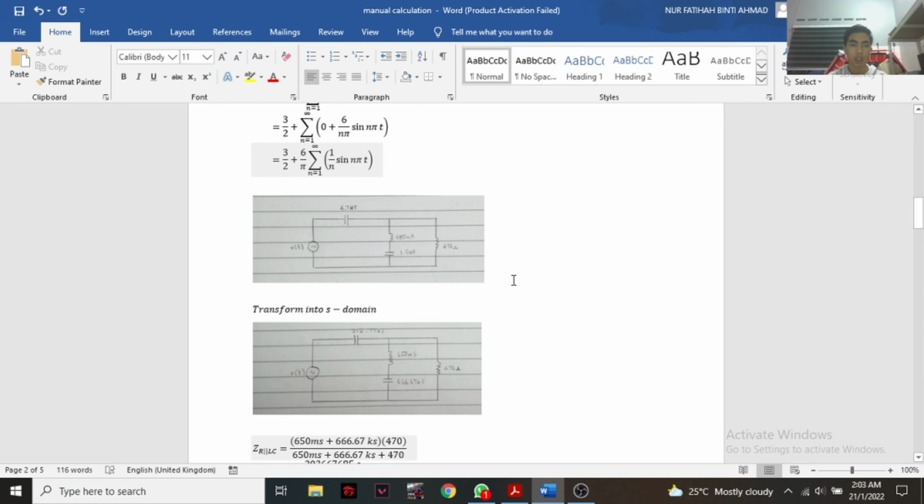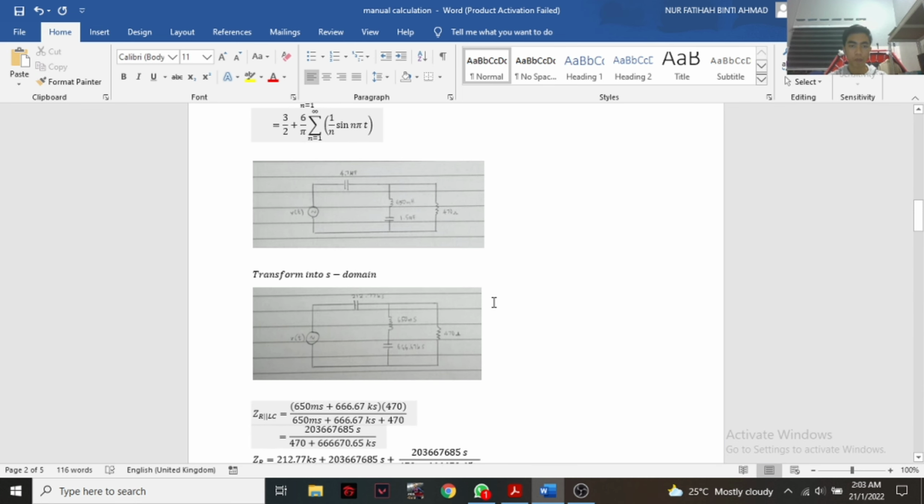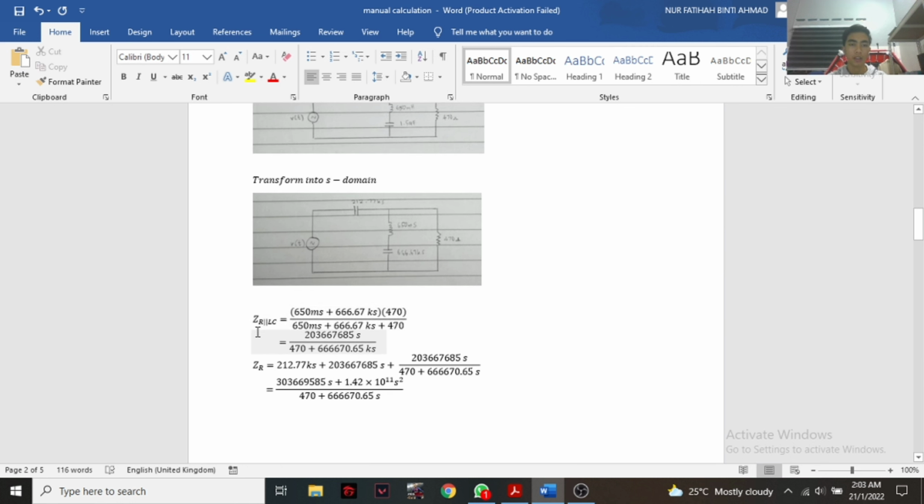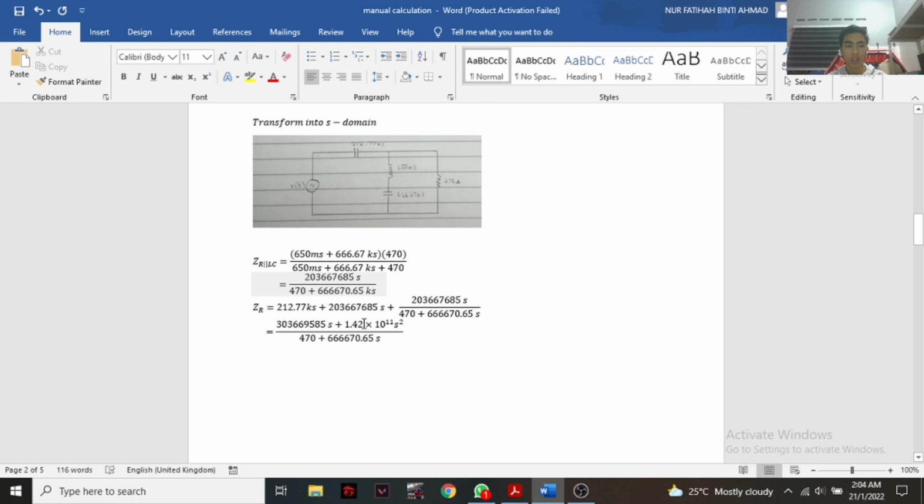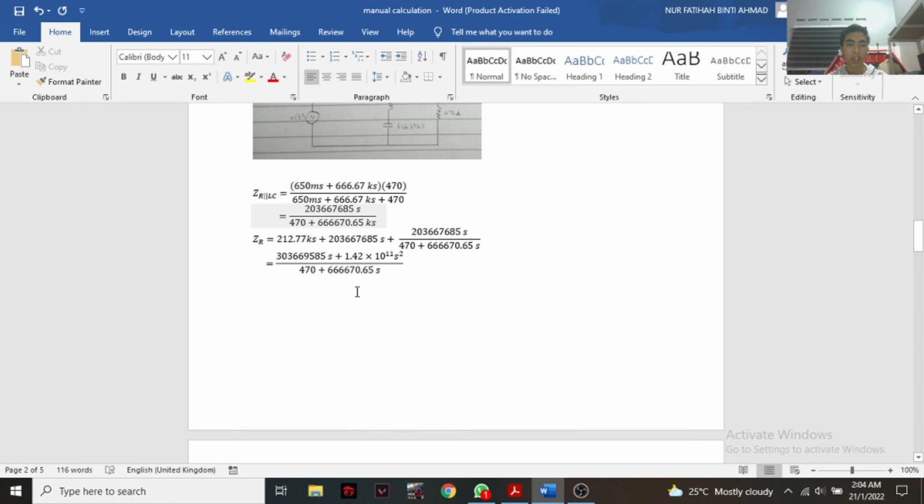And this is our circuit, and we transform it into the S domain, so we can calculate the Z, which is R in parallel with LC, and we use this formula, which is 650 millisecond plus 666.67 times 470 divided by 650 plus 666.67 plus 470, and we get the value, which is 203,667,685 over 470 plus 6.6670.65. So we calculate the ZR, and we get this answer.